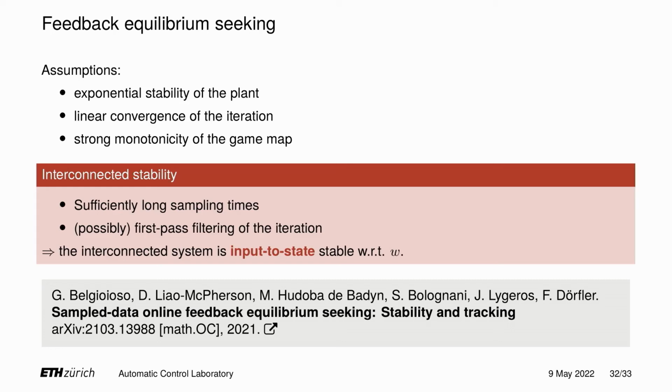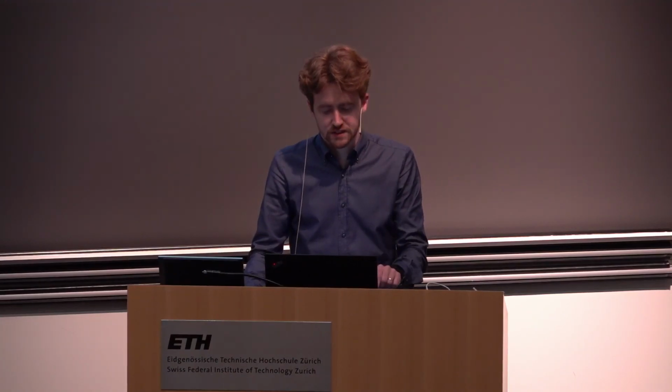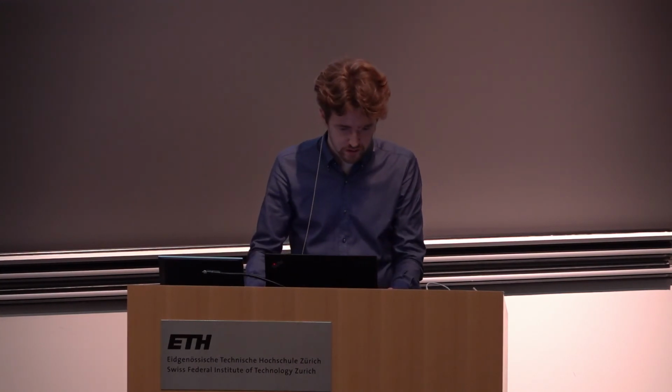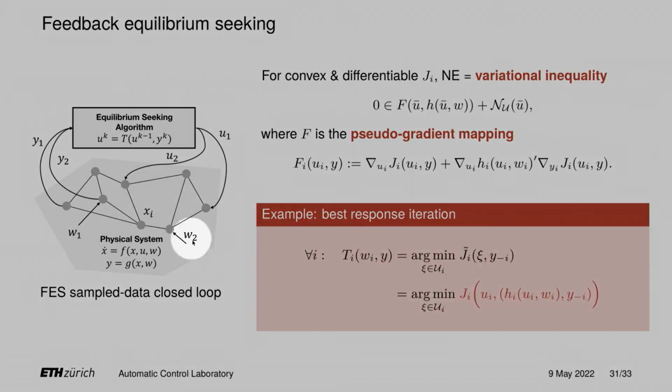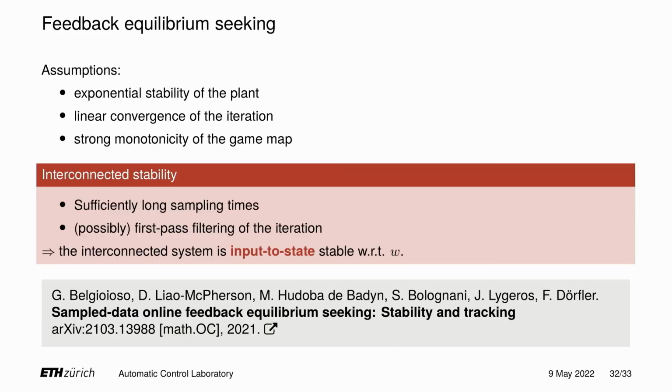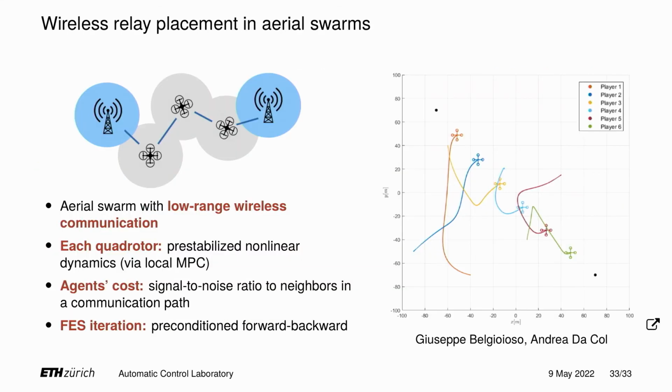And what you get is an input-to-state kind of result, where the state of the system is input-to-state stable with respect to the disturbance, the W's that enter here, in particular to the infinity norm of the rate of change of these disturbances. Okay, so I will then conclude.